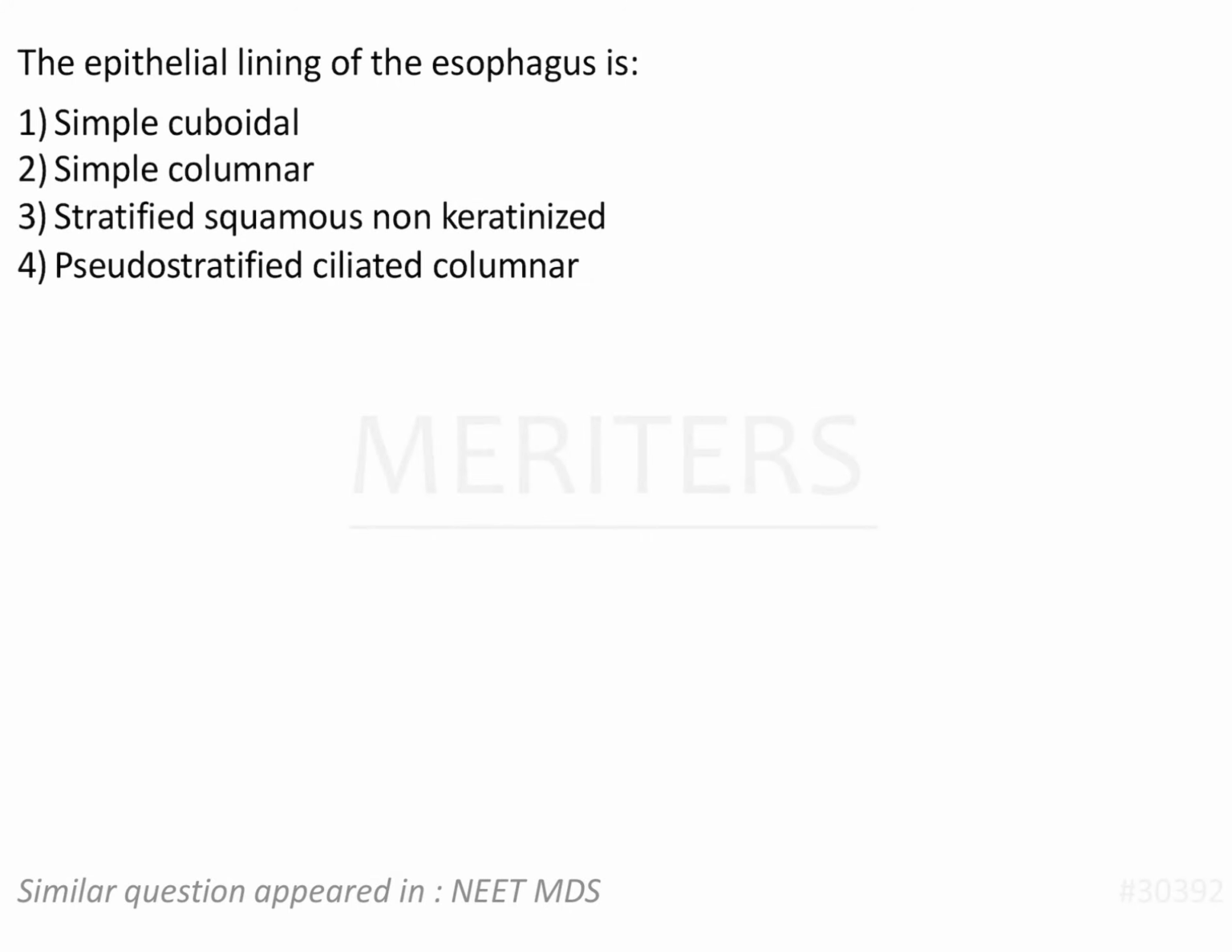The epithelial lining of the esophagus is, the options are simple cuboidal, simple columnar, stratified squamous non-keratinized, and pseudo-stratified ciliated columnar. So when it comes to the esophagus, we should understand the histology of the GIT actually. Throughout the whole GIT, whether it is esophagus, stomach, or intestine, the layers are going to be these four only, and these are going to be the same. So in GIT there are 4 layers, and I'll just name those in sequence from inside towards the outside.